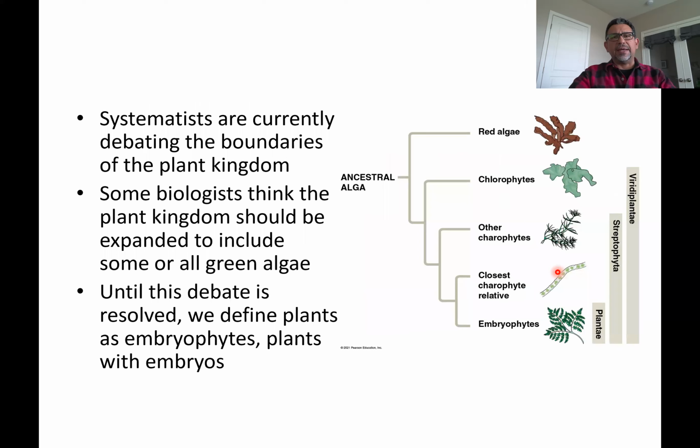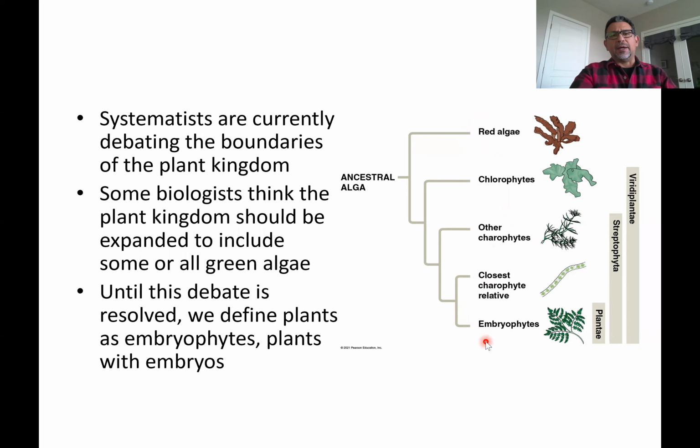So now we can begin to see the groups of organisms we have been talking about. Here are some of those protists, the red algae. Here are the chlorophytes or green algae. These are the ones we're talking about, the charophytes. But there are some charophyte species that are more similar to land plants as we know them.